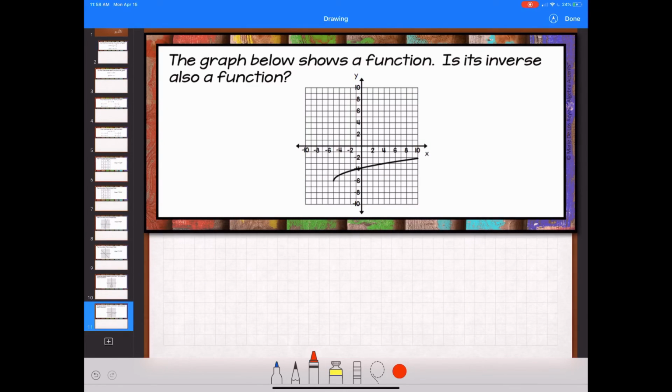Let's take a look at this graph. Is its inverse also a function? We're going to make a horizontal line, and we're going to see how many times the graph touches the horizontal line. In this case, it only touches once, so yes, its inverse is also a function.